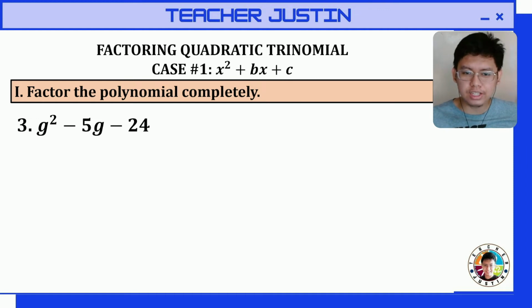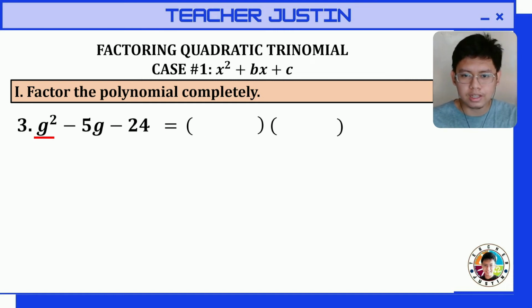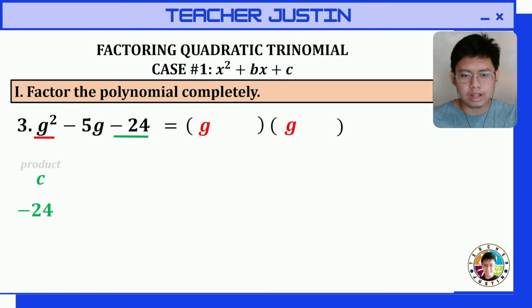So, we have g squared minus 5g minus 24. So, pag nagpa-factor tayo ng quadratic trinomial, case number 1, our first step is to prepare our two groups. Okay? Then, kunin natin yung factors ni first term. So, yung factor ni g squared is equal to g times g. Okay. So, next naman na gagawin natin is let's focus our attention dun kay value of c natin, which is the last term. So, negative 24, kunin natin yan. And that will serve as the product of our quadratic trinomial.